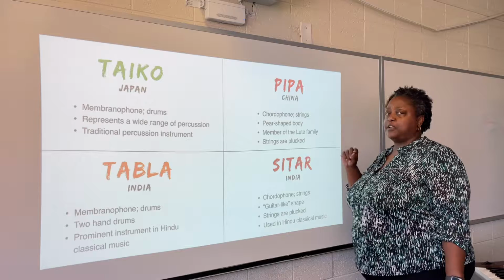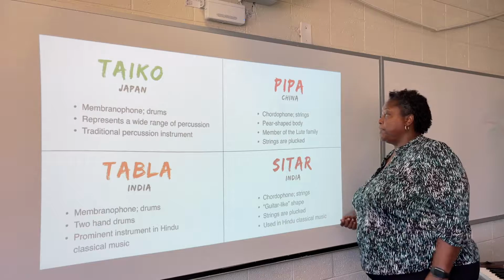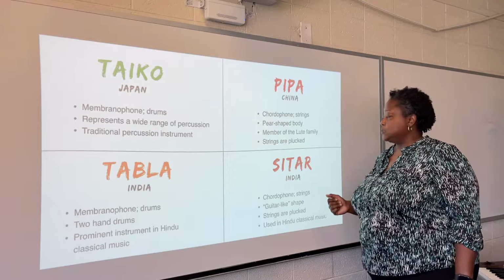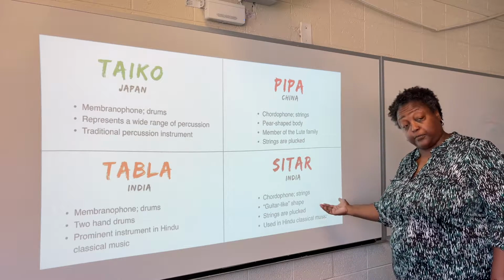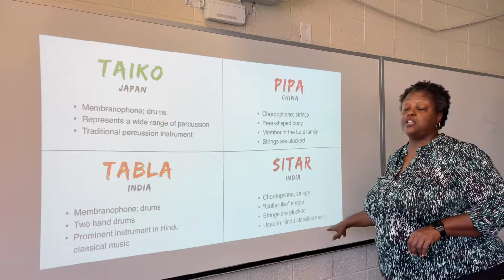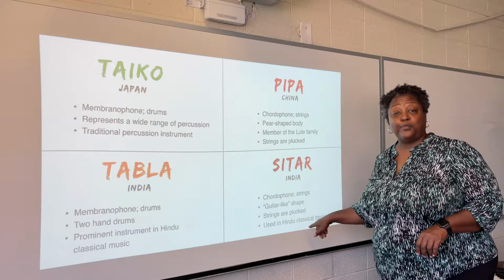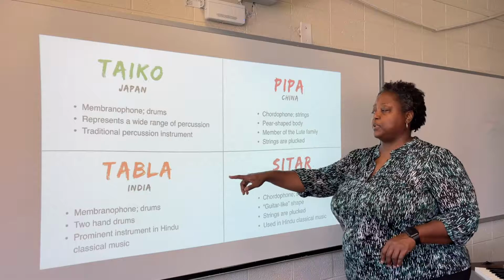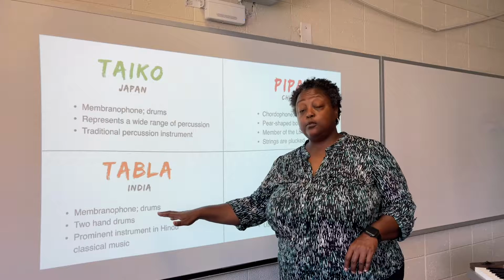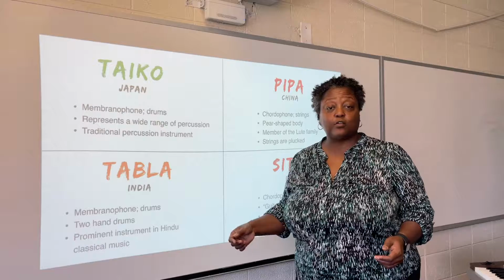The pipa is a chordophone, and so strings. The pear-shaped body, member of the lute family, and then strings are plucked. So the sitar is from India, it's a chordophone. It's a guitar-like shape, and strings are plucked. And it's used in Hindu classical music, so you want to remember that definitely. It's just not for modern music, it's for their classical music. And so is a tabla. I'm sorry, I skipped this one. It's got tablas from India, membranophone. It's a two-hand drum that's a prominent instrument in the Hindu classical music.